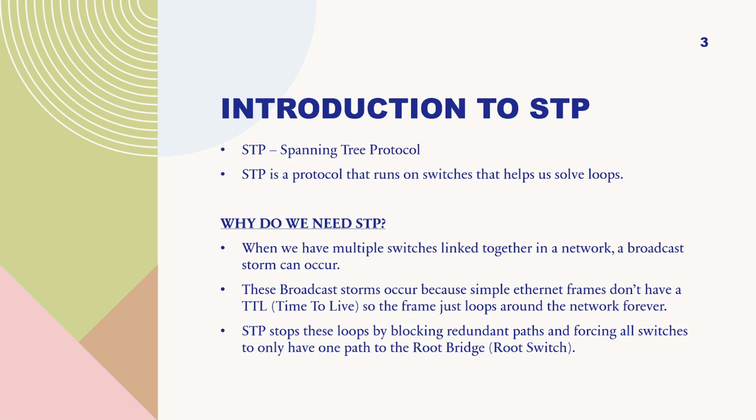Essentially, these broadcast storms occur because simple broadcast frames do not have a TTL, time to live, field in the packet. So that frame will just loop forever in the network. STP helps us stop these loops by blocking redundant paths and forcing all switches to only have one path to a root bridge.